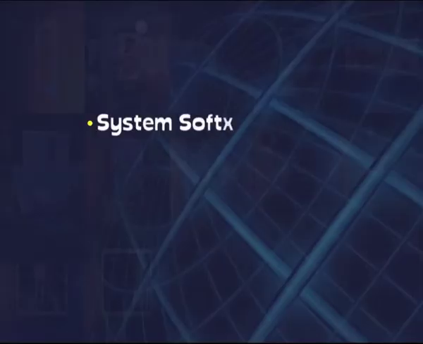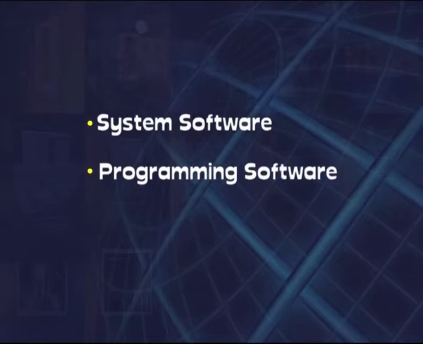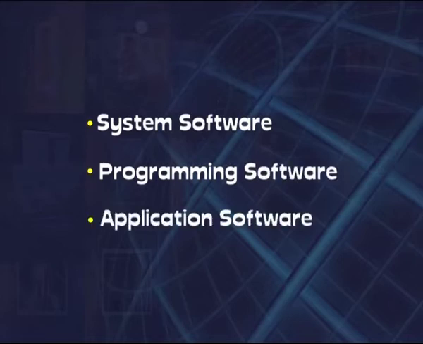Types of computer software. There are 3 types of computer software: system software, programming software, application software.